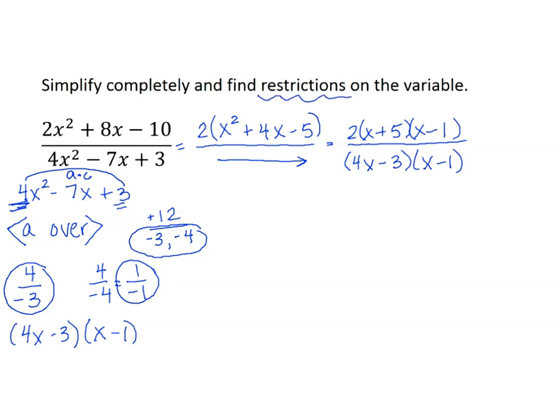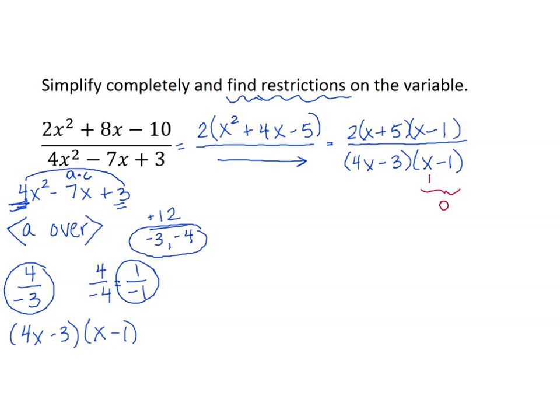Now this time we were asked to find restrictions on the variable. So now here's where we do it, right? After we've completely factored, but before we start canceling things out, this is where we write our restrictions. Now this restriction might be easy to see because we know that 1 minus 1 would give us 0. So this restriction would be a 1, right? If I plug a 1 in here, then I'm going to get 0.